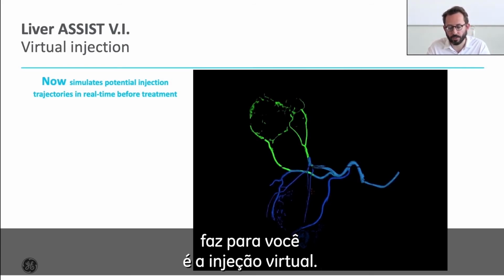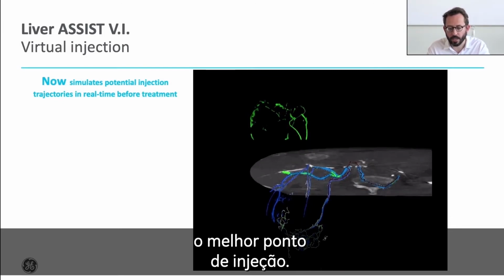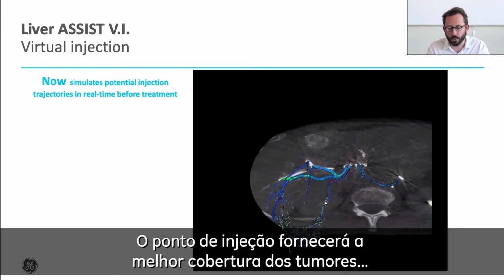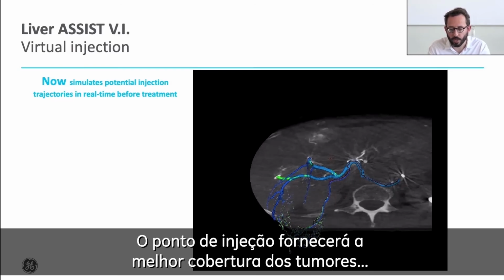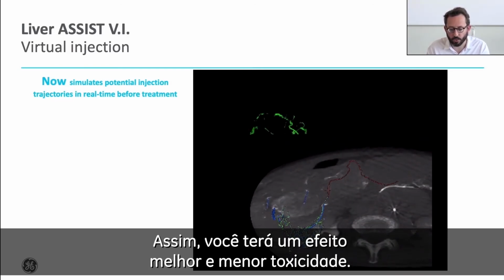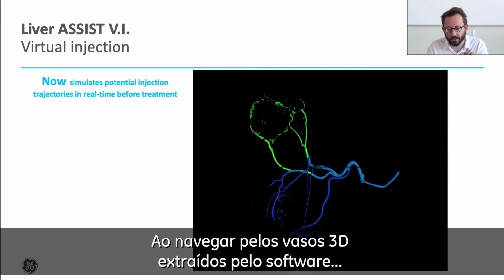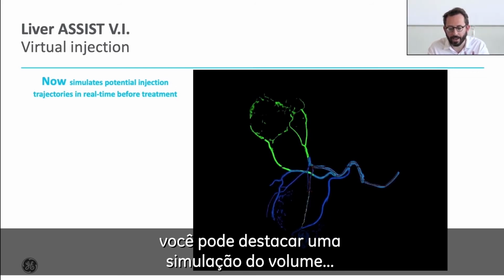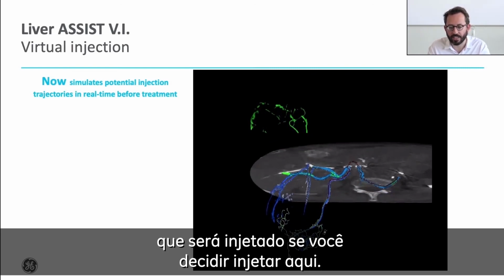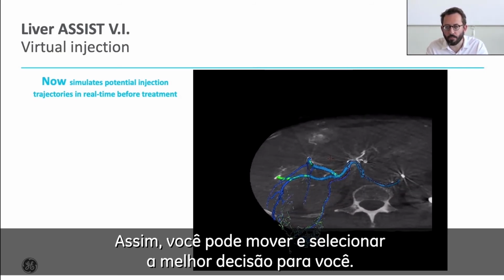One very interesting new thing that Liver Assist VI does for you is the virtual injection. I told you that you need to select the best injection point, the one that will give you the best coverage of the tumors and exclude as much non-tumoral liver as possible, so you can have better effect and less toxicity. When you navigate through the 3D vessels that are extracted by the software, you are able to highlight a simulation of the volume that will be injected if you were to inject here. So you can move and select what is the best compromise for you.